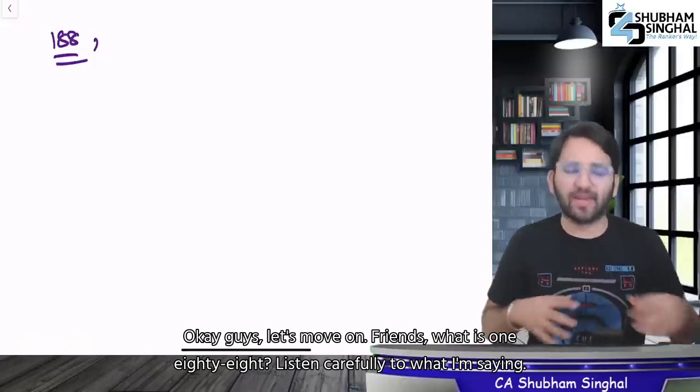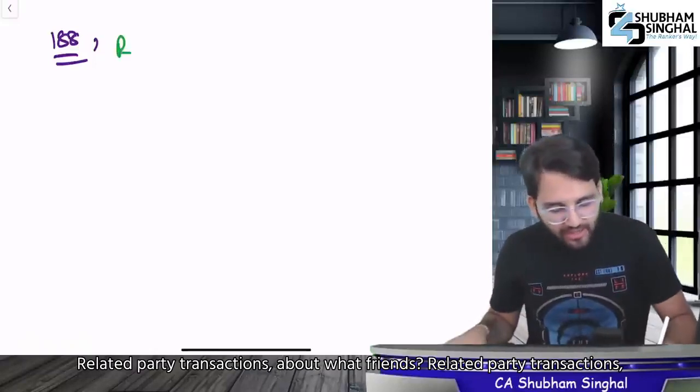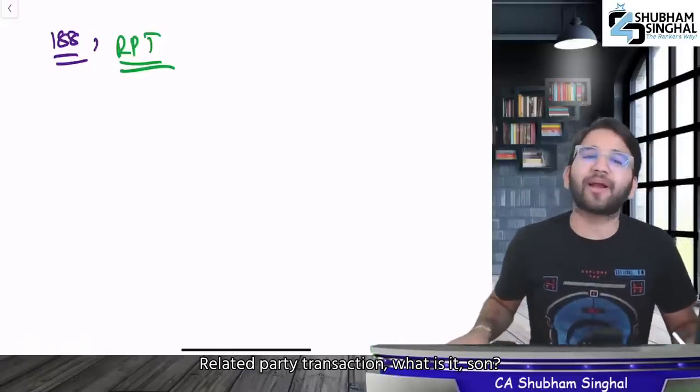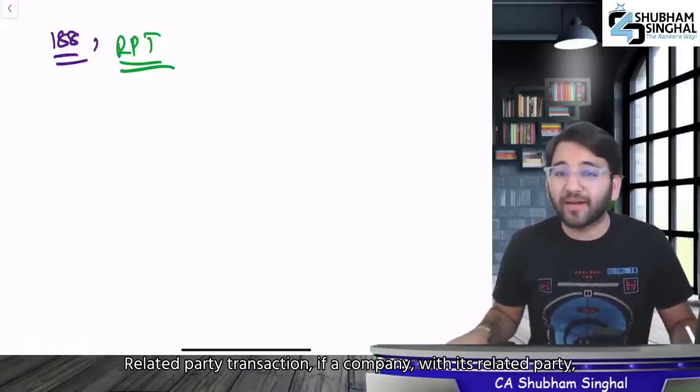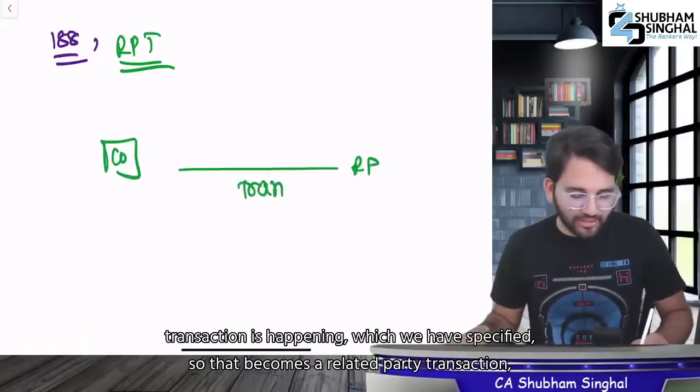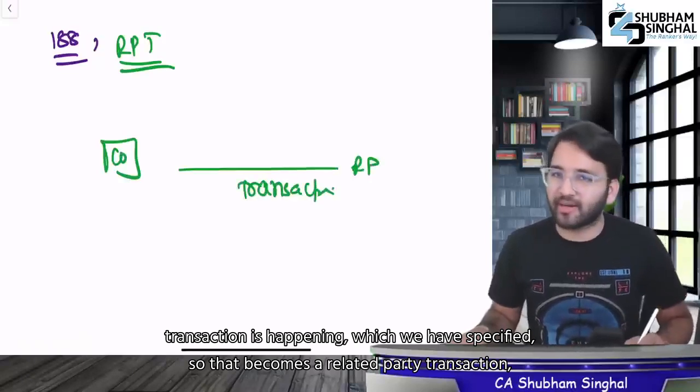What is 188? Listen carefully to what I'm saying. Related party transactions. What is a related party transaction? A related party transaction is when a company is doing a transaction with its related party, which we have specified. Did you understand what I'm saying?